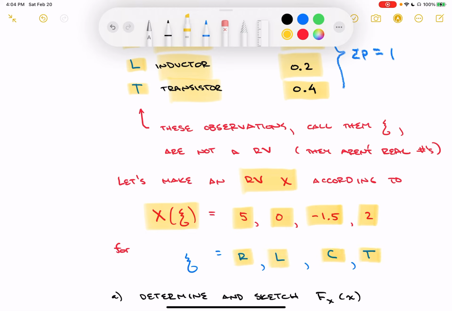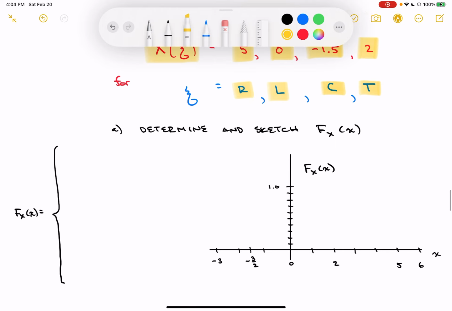So this is a little bit abstract, why we would want to assign resistors to 5 and capacitors to minus 1.5. I haven't given any justification for that. We're just showing an example of where we do that. So we now have a random variable X, and different numeric values of that X correspond to these different components, resistors, inductors, capacitors, or transistors. So let's use all of this information and see if we can determine and sketch the CDF function F_X(x), something along those lines.